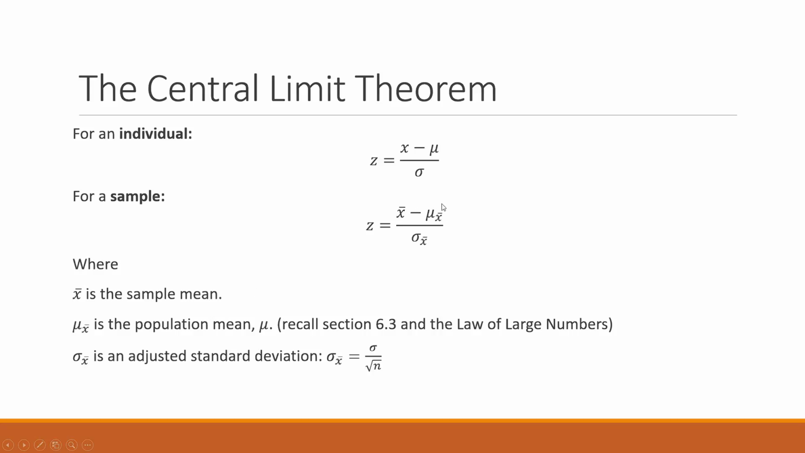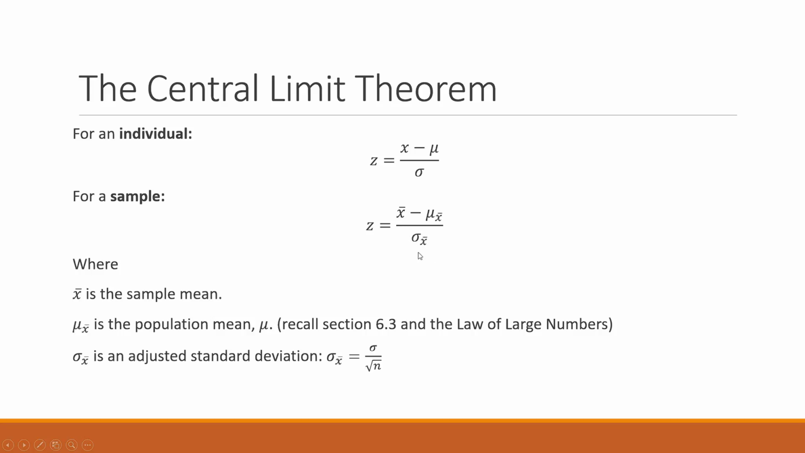So why we get a new symbol here, I don't know. That's something that statisticians decided to do. But really, it's the same mean. You get to use the population mean here. And you're able to use that because of the previous section, what we did there. So no change to mu. What does change, however, is sigma.